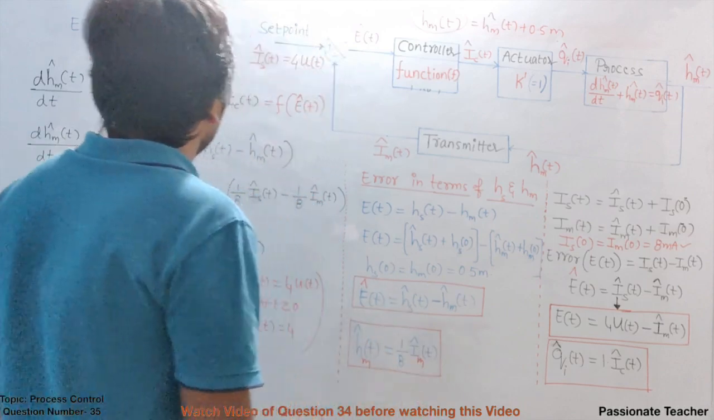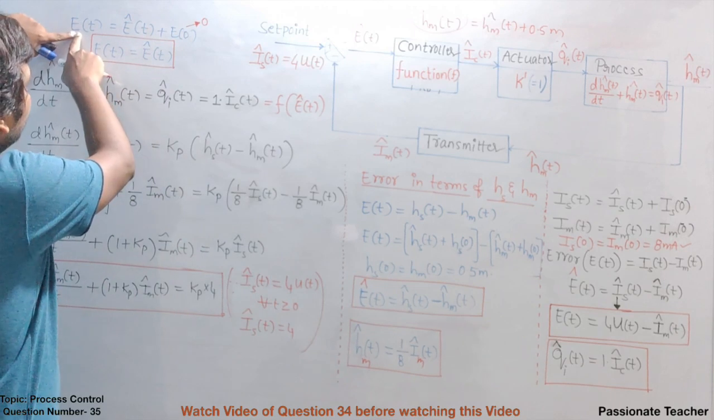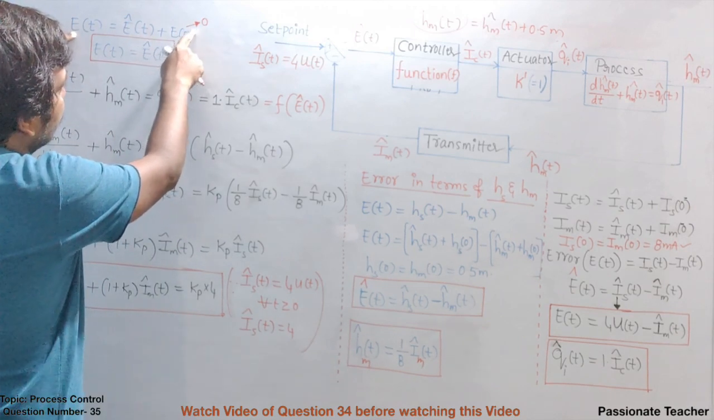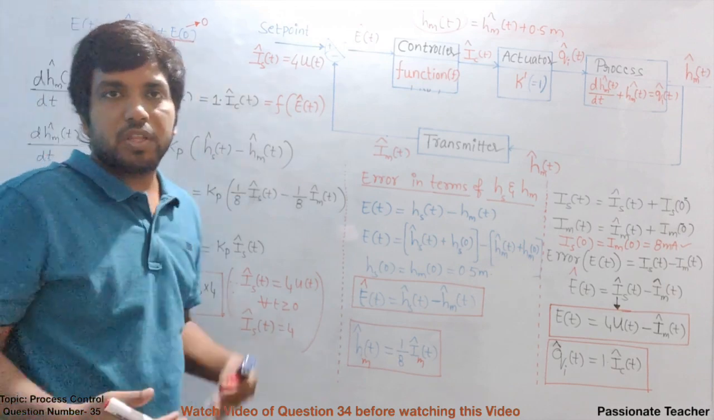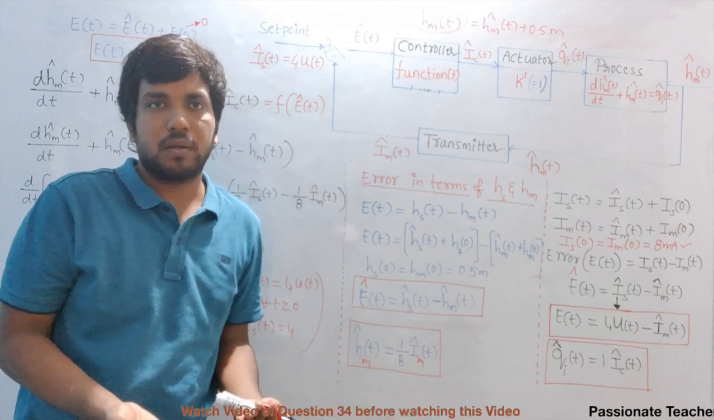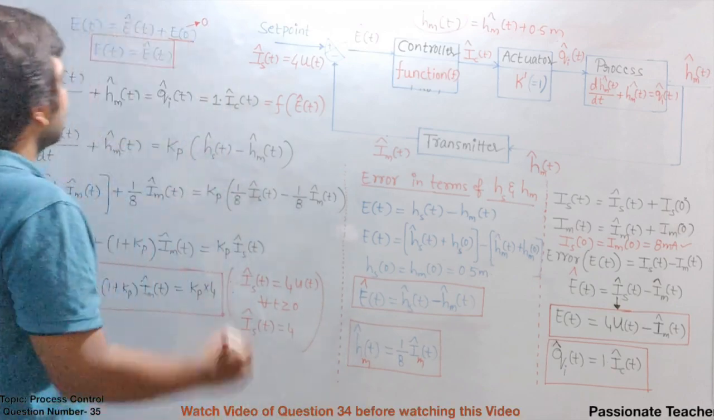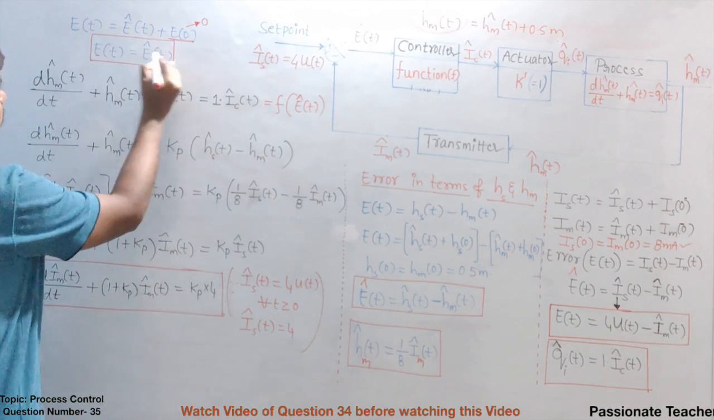Right? Now let's go deeply into the topic. As we know, error E of t can also be written as E cap of t plus E of 0, but initially there is no error. Right? Before we change the set point at 9 o'clock, there is no error. That's why I have mentioned E of 0 is equal to 0. If you take E of 0 is equal to 0, then absolutely E of t can be written as E cap of t.